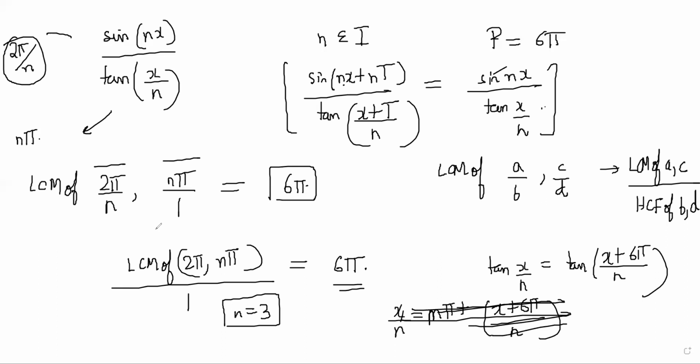But normally what you're doing is finding out the periods of individual functions and taking the LCM of it. So here the individual periods were 2 pi by n and n pi, so we got that. Next one is what? Sir, I have a doubt in the 11th one.